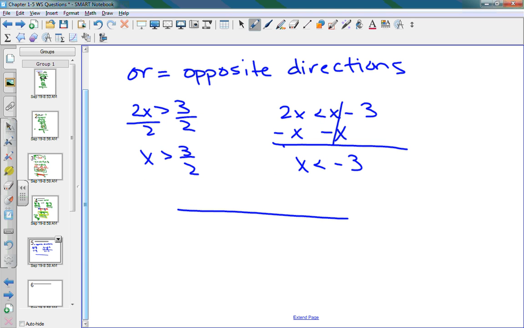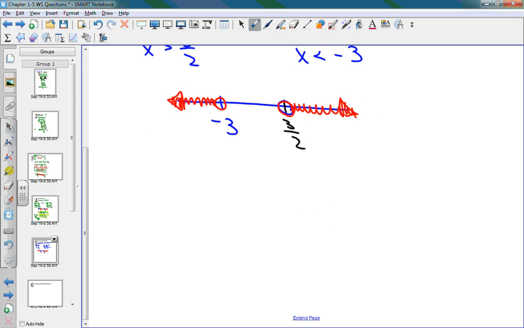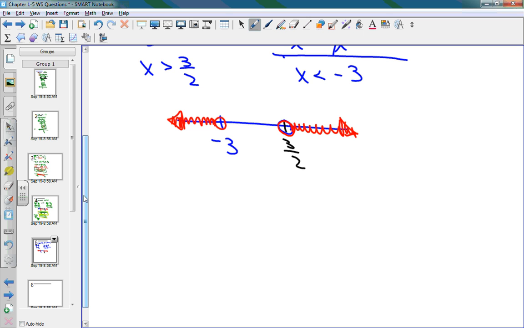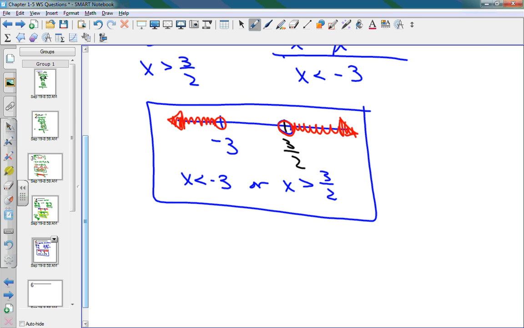Now I'm going to put these both on a number line together. Negative 3 is smaller, 3 over 2 is larger. And x is greater than 3 over 2 is an open dot, and I'm going to shade everything to the right. When this says over here x is less than negative 3, it's an open dot, and I'm going to shade everything to the left of it. So now this number line has two possible regions for answers, and I'm going to simply put them together. x is less than negative 3, or x is greater than 3 over 2. These are your answers. It's an or, so therefore that's why they go in opposite directions.